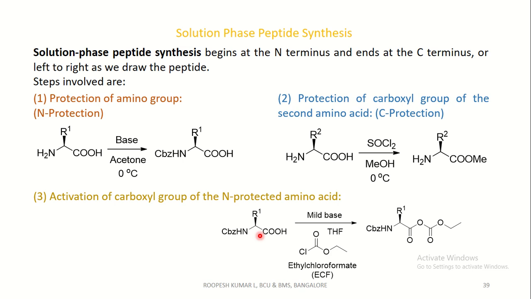That is Cbz acid, that is an N-protected acid. A mild base abstracts this hydrogen with the formation of a carboxylate ion, that is a COO minus. On treatment with ECF, ECF is ethyl chloroformate, an acid activating agent. This O minus comes and attacks the carbonyl group with the elimination of Cl minus to form a mixed anhydride.